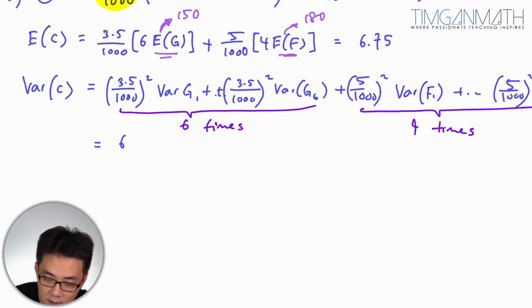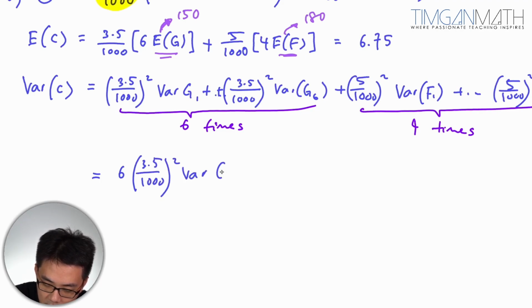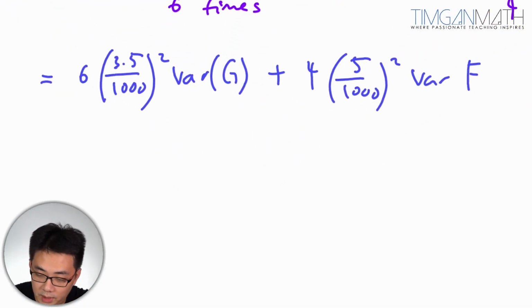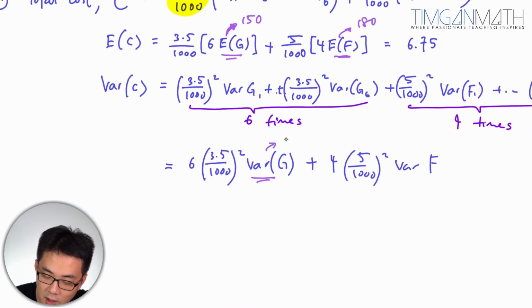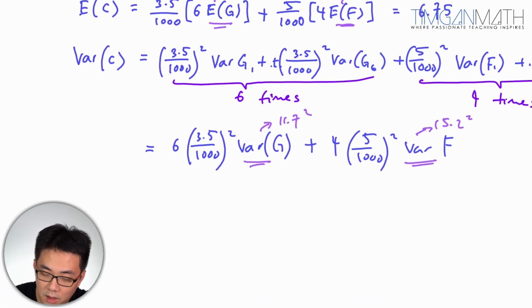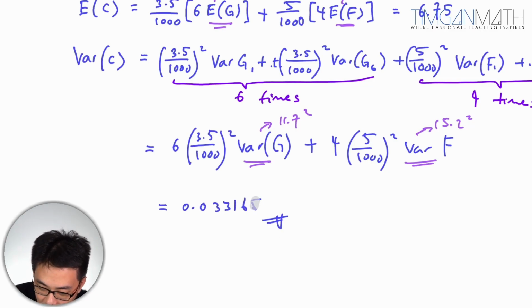So this case here, what we get is just 6 times 3.5 over 1000 squared times variance G, plus 4 times 5 over 1000 squared times variance F. Now what we need is to key in variance F and variance G, which is given here: this is 11.7 squared, this is 12.2 squared. Key in calculator. It's a lot of things to write there. You will eventually get 0.033165. Okay, so this is alright.